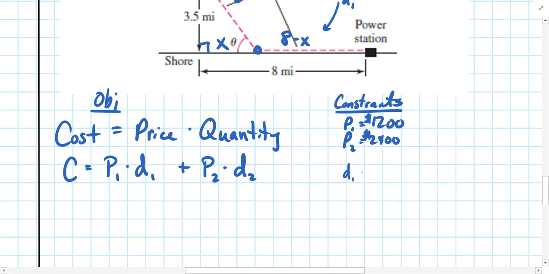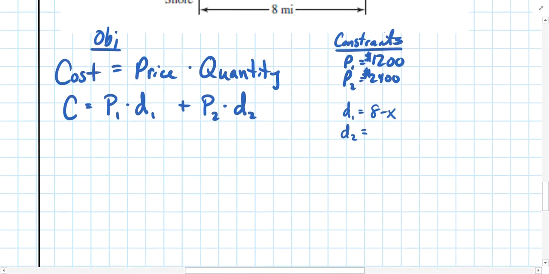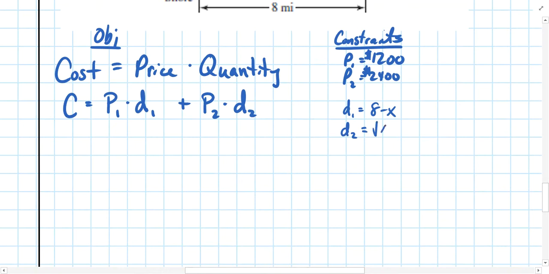But our distances, on the other hand, well, D1 along the shoreline is simply 8 minus X miles, and D2, the distance in the water, would be the result of another Pythagorean equation. And we've seen this before. The square root of X squared plus 3.5 squared.